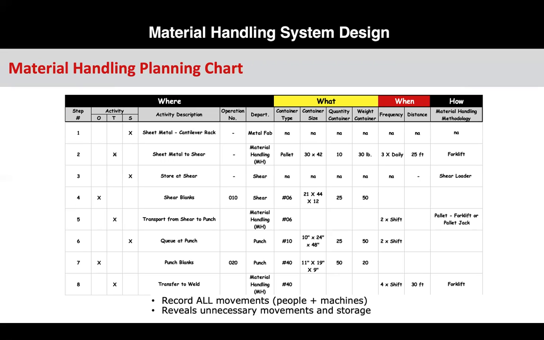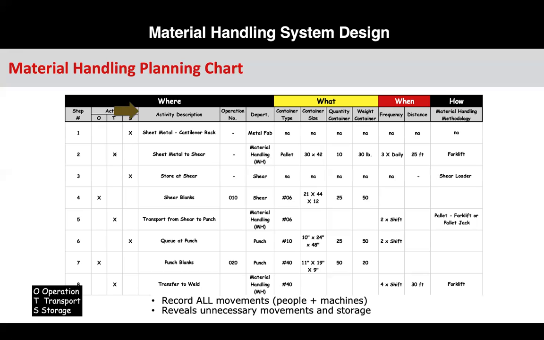Next is the activity. So an activity here, we've got OTS. You can see at the bottom left there, the little legend: O means this is an operation, T means transport, and S means storage. All right. And then whatever the activity is, you just put an X under there to represent it. Like the first one there has an X under S. So the first activity is a storage.